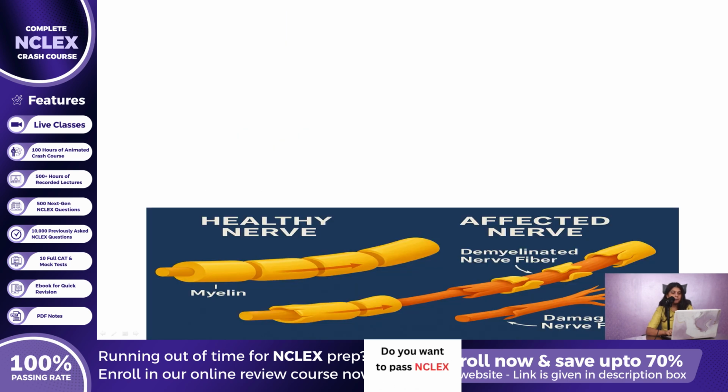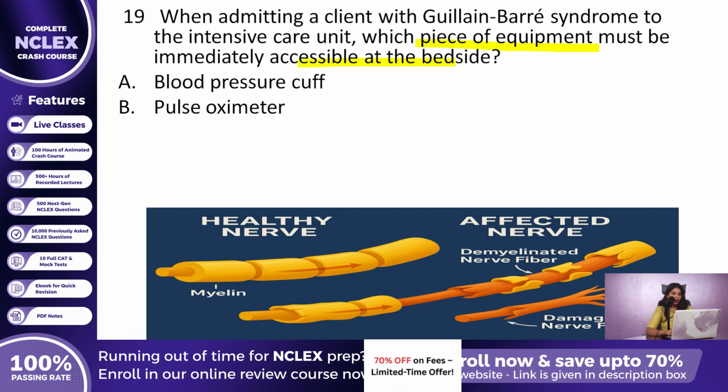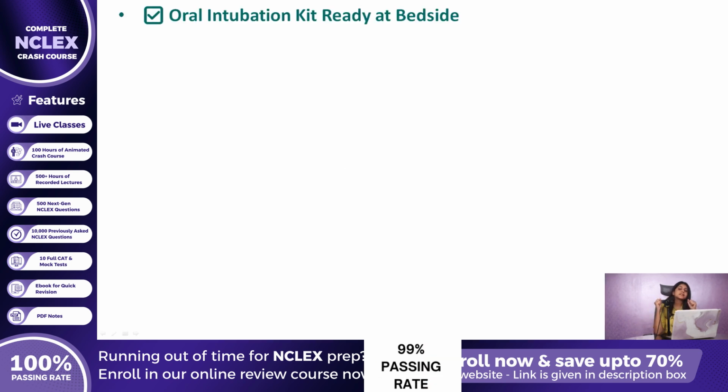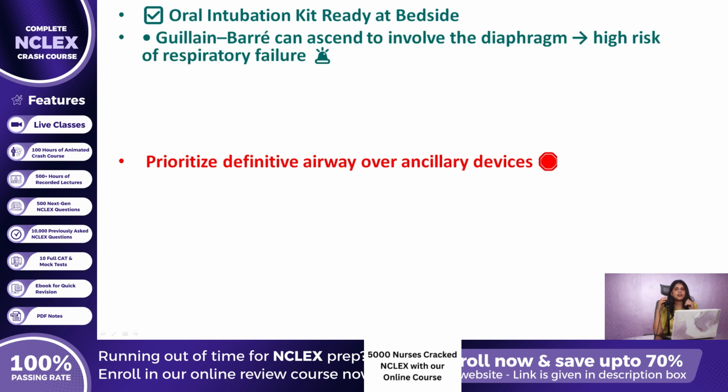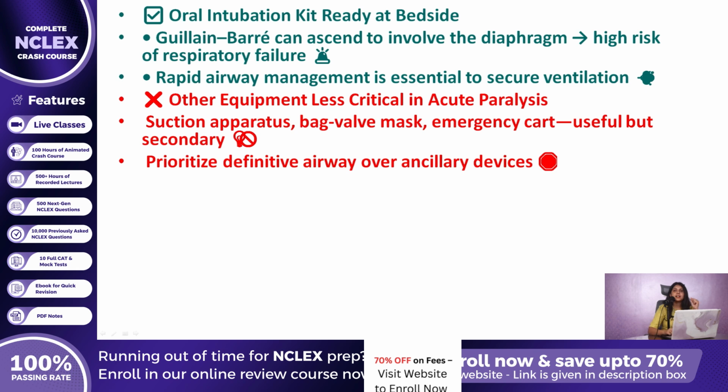Finally, question 19 poses: when admitting a client with Guillain-Barre syndrome to the intensive care unit, which piece of equipment must be immediately accessible at the bedside? The options are A. Blood pressure cuff, B. Pulse oximeter, C. Oral intubation kit, D. Arterial blood gas supplies. The correct answer is C. The oral intubation kit, because Guillain-Barre syndrome can progress to involve the diaphragm and compromise respiratory function, making rapid airway management essential. Whereas the other items, while useful, are not as critical in an acute ascending paralysis scenario.